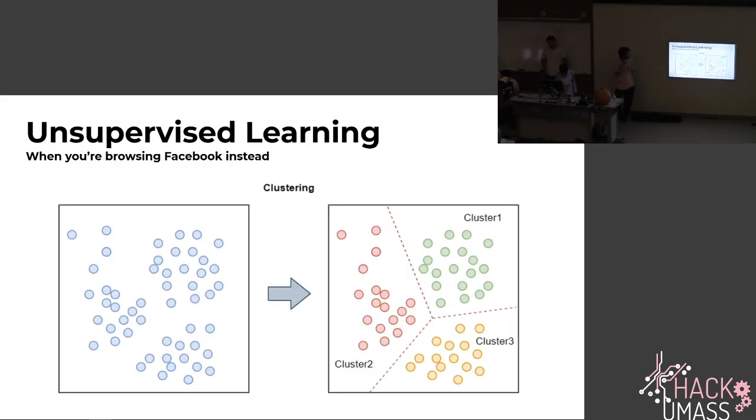Okay, next up we have unsupervised learning. We're not going to talk too much about unsupervised learning today because none of the algorithms we're going to cover really are unsupervised learning. But the idea is that with unsupervised learning, you don't really have a specific output. You don't know the correct answer for the output.